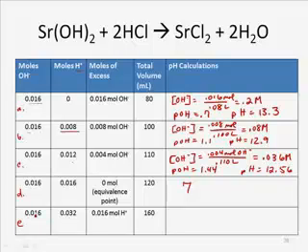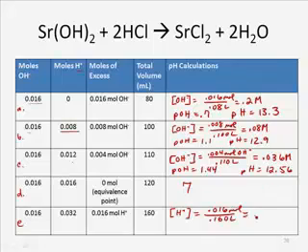So now 0.016 of my hydroxide neutralized 0.016 of my H+, which leaves me with 0.016 moles of H+ this time. So now my H+ concentration is going to be 0.016 moles over 0.160 liters. That gives me a hydrogen concentration of 0.1 molar, which gives me a pH of 1.